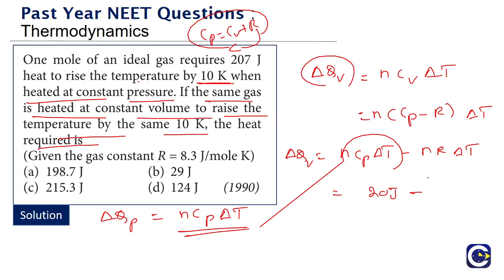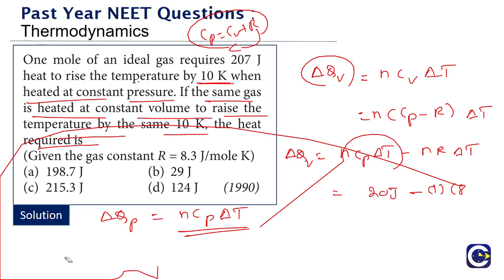So 207 minus, number of moles is 1. R is what? 8.3. So everything here is in the SI system. Everything here is given in what? In the SI system. Okay. So what is it that we have?